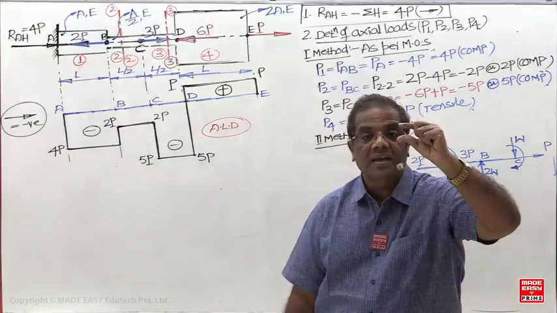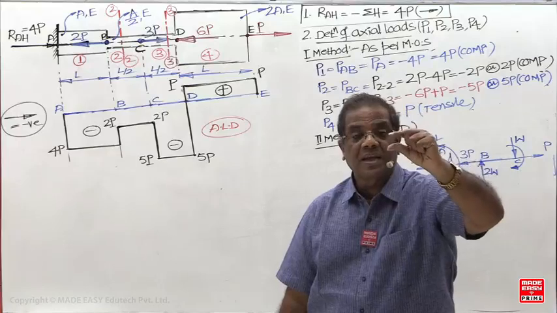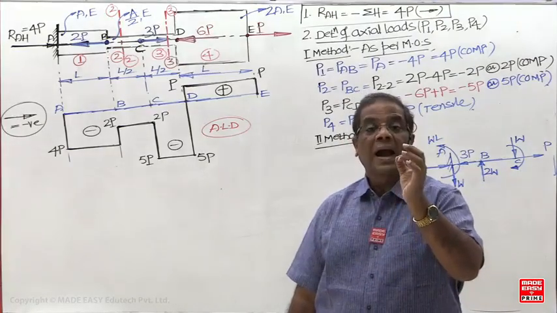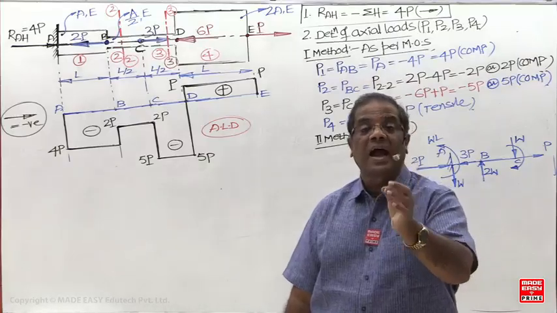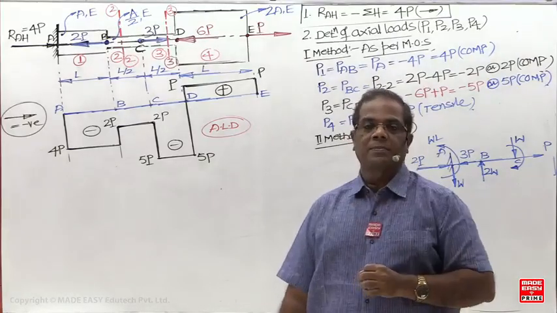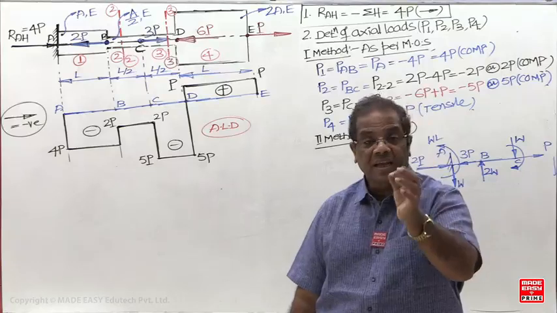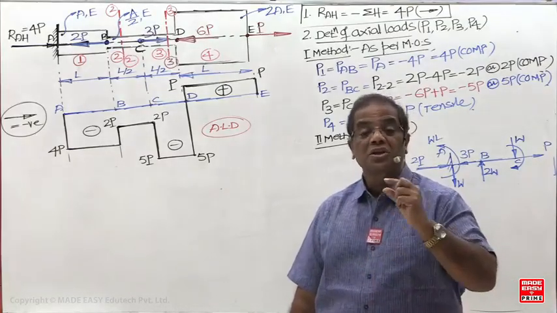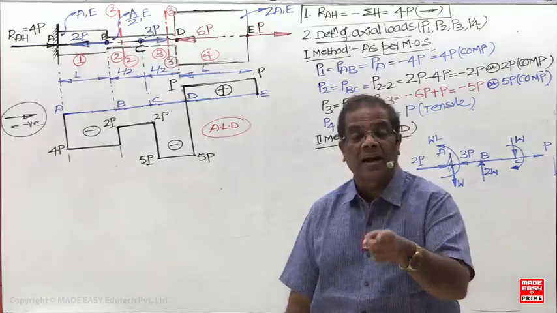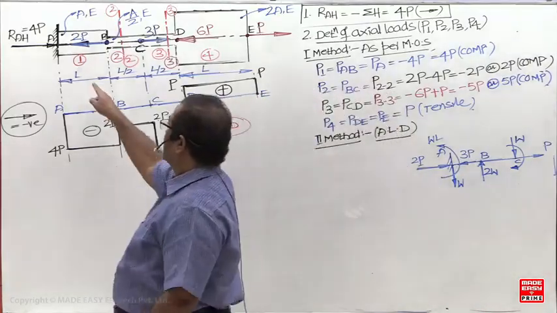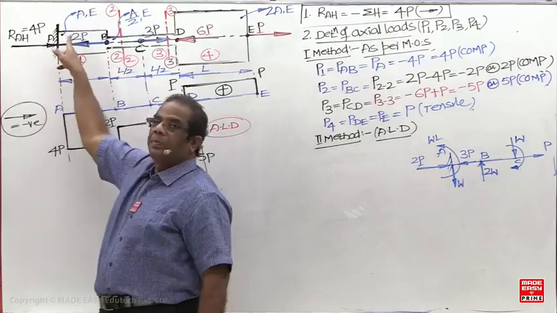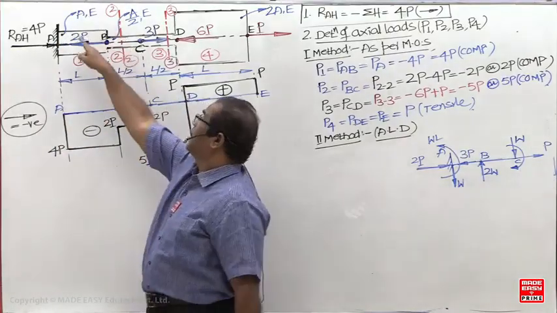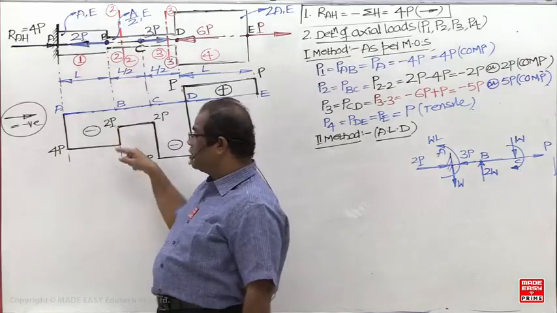The height of the vertical line in ALD equals the magnitude of the applied axial load at that cross section. Now, here how much axial load is applied? 4P. So this height should be equal to 4P. And what is the axial load here? 2P. So this height should be 2P.